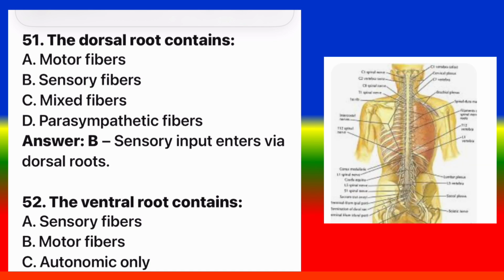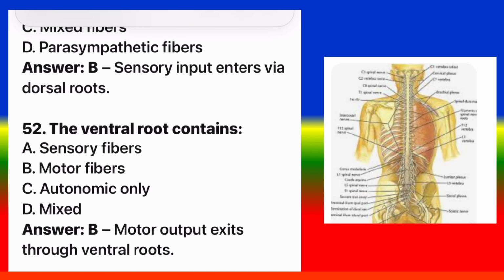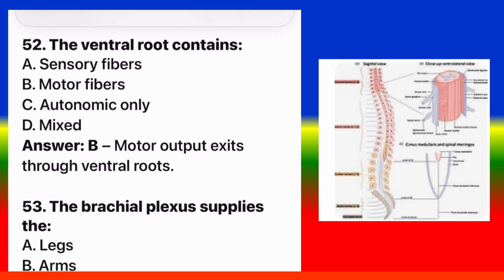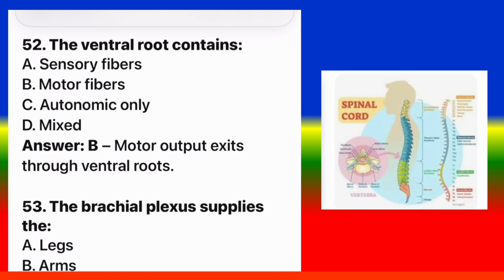Parasympathetic fibers. Answer B. Sensory input enters via dorsal roots. 52. The ventral root contains A. Sensory fibers, B. Motor fibers, C. Autonomic only, D. Mixed. Answer B. Motor output exits through ventral roots.